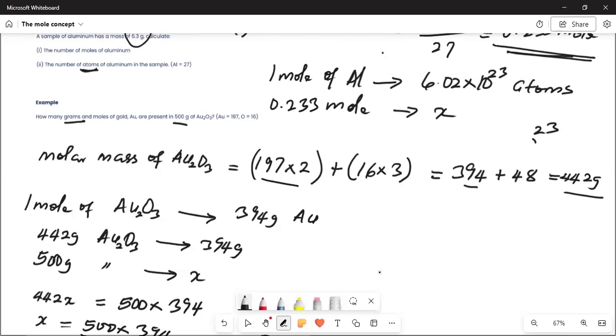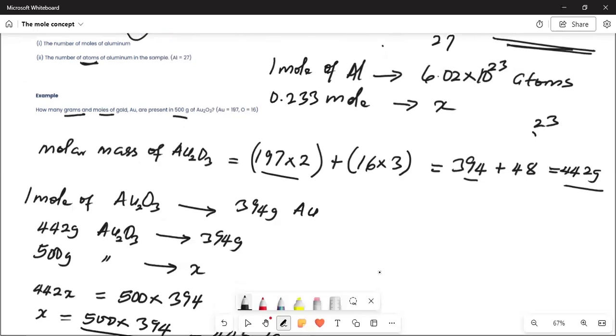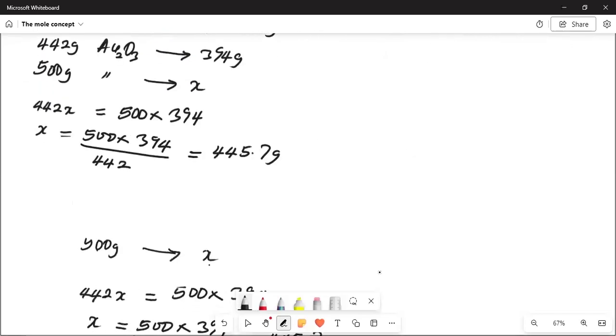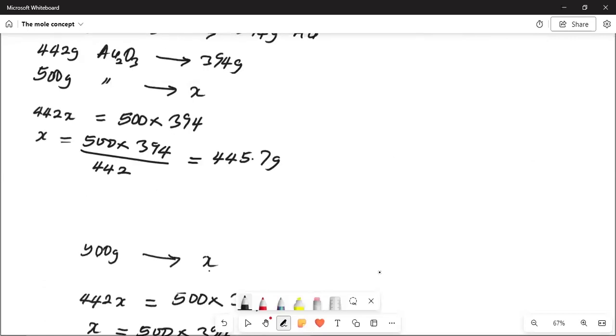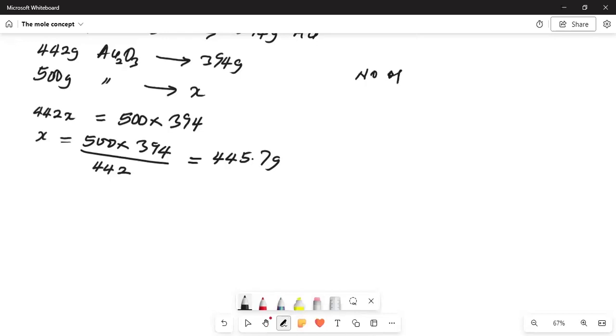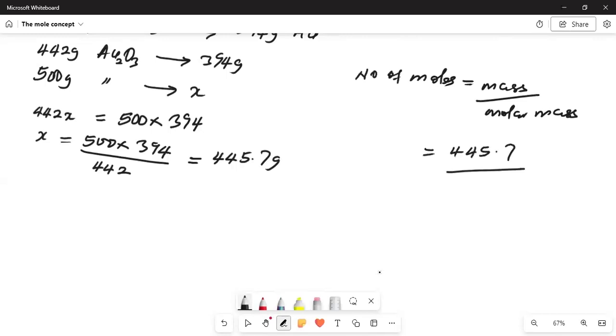Then how many moles? Now we need to get the number of moles in this 445.7 grams. The number of moles is mass over molar mass. The mass is this 445.7 grams. The 500 grams of gold oxide contains this many grams of gold.